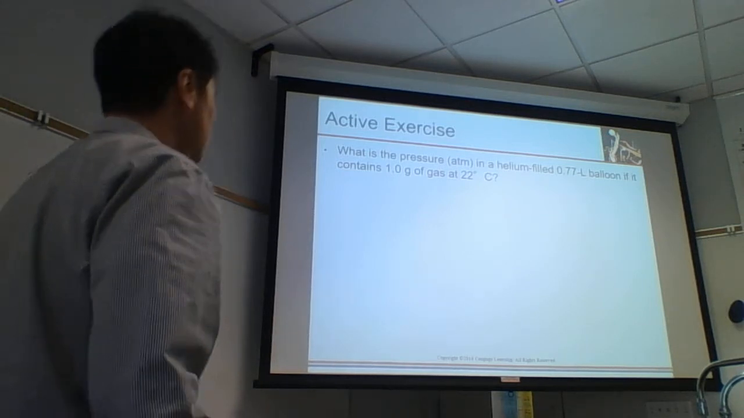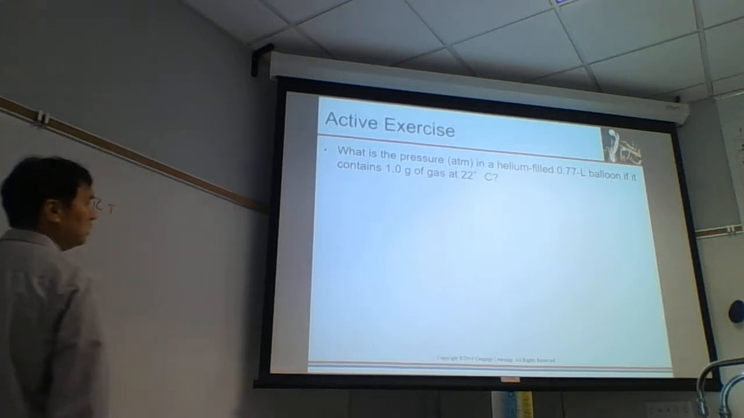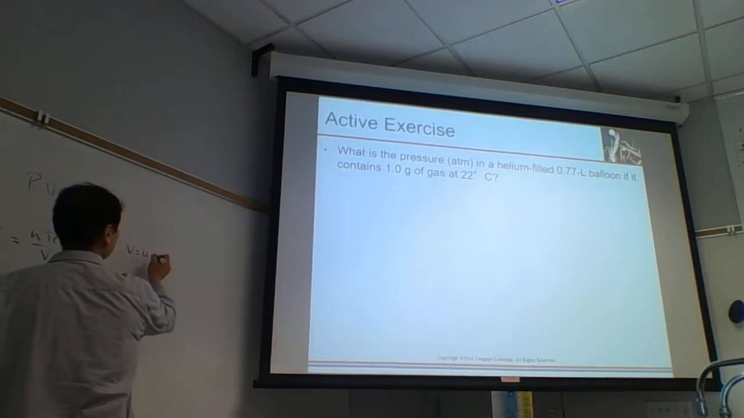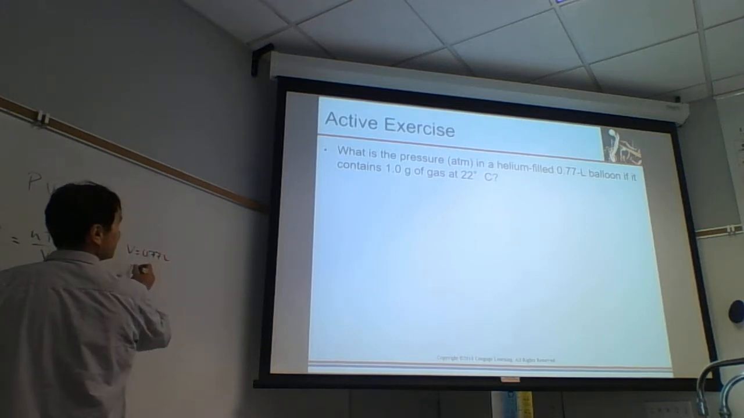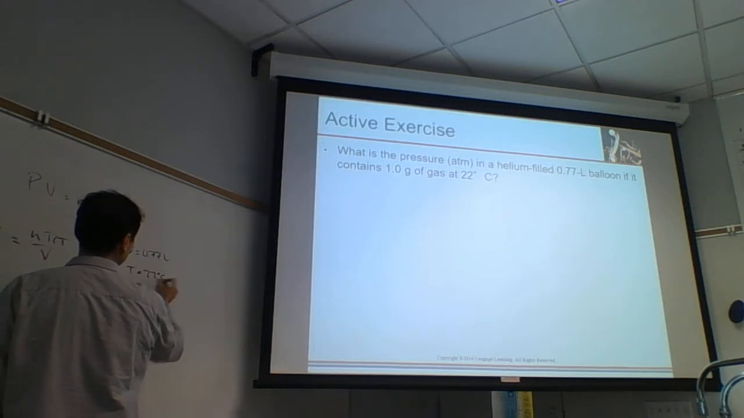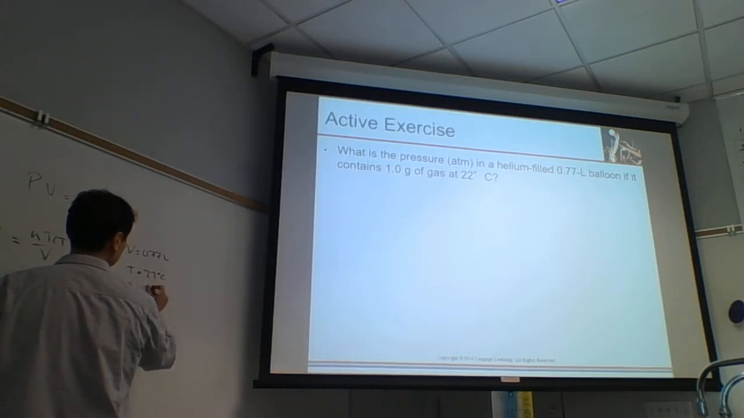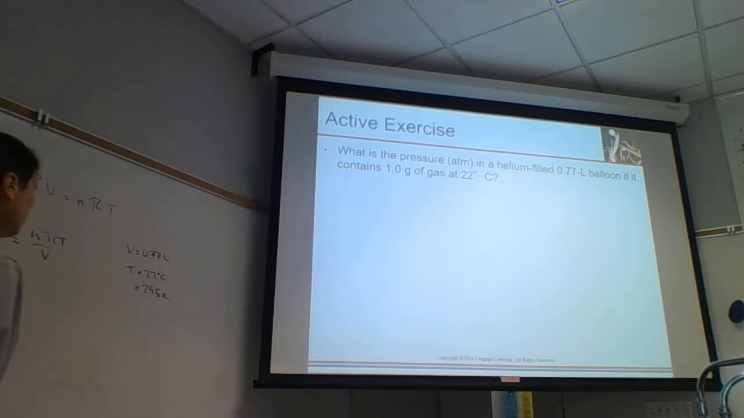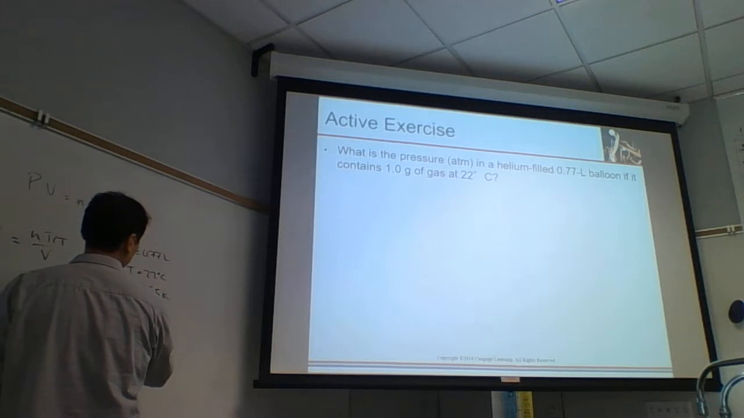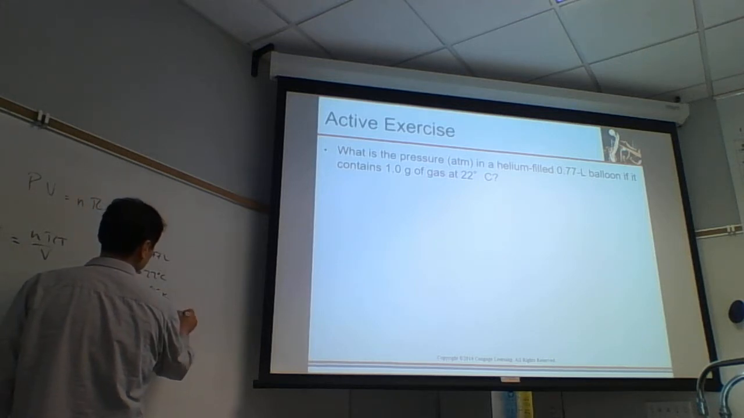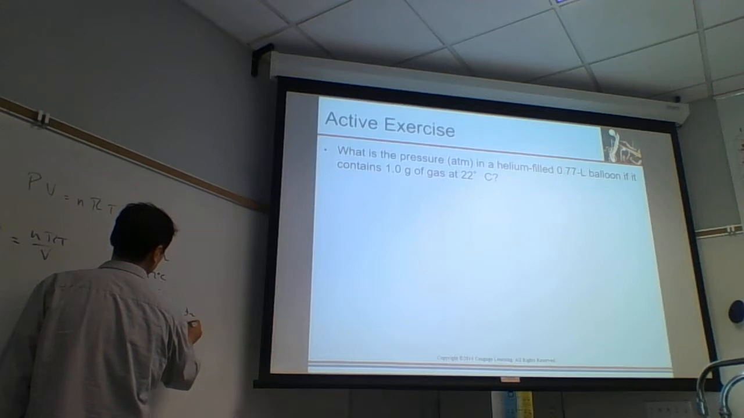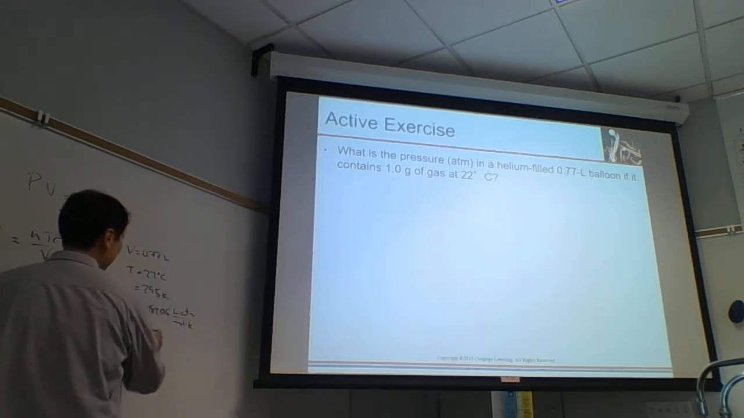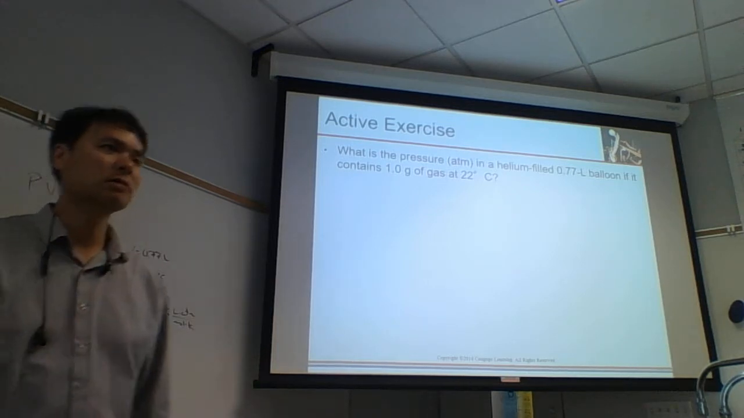And so they give us V. V is 0.77 liters. They give us T, which is 22 degrees C, or plus 273 would be 295 Kelvin. We know what R is. R is memorized, 0.08206 liters times atmosphere per mole Kelvin. We need n. Do they give us n? They don't give us n, the number of moles.